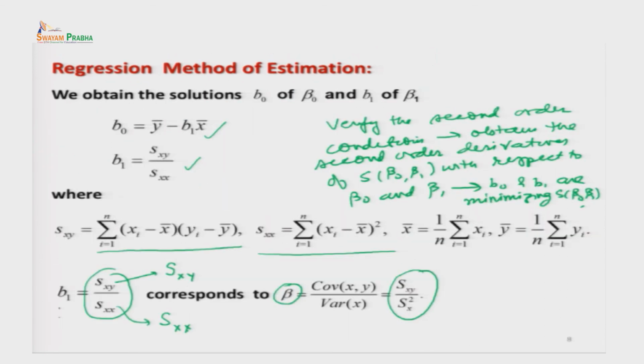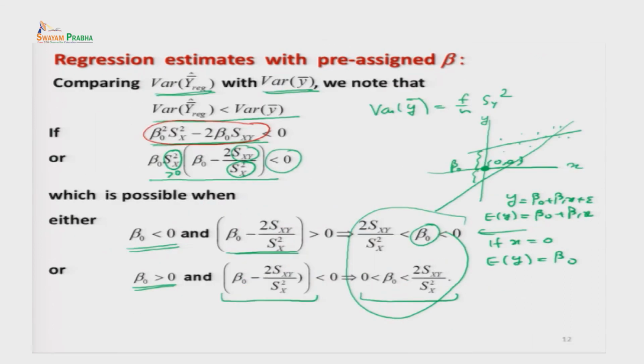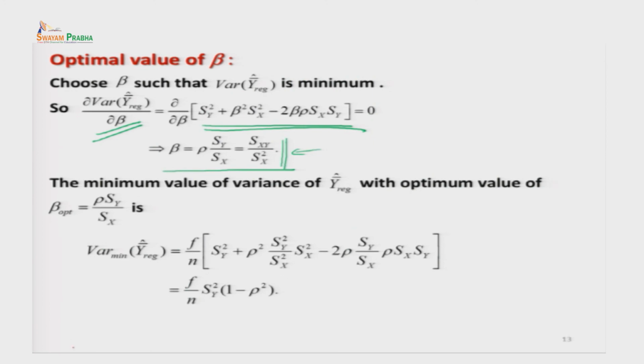Right. If you try to see here, I will mark this in red color. So, on this slide, when I was trying to introduce this least square estimation, I showed you that this beta looks like the population version of this small b1, which is the least square estimator of the slope parameter, right.